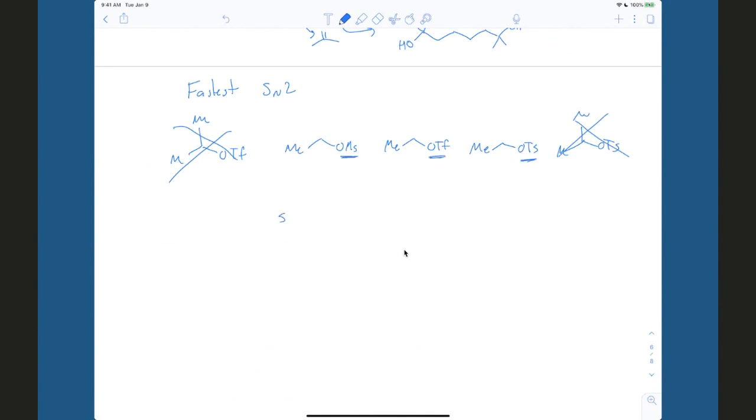So all of them have this in common. All of them have this type of group. This is what the sulfonate is. For a mesolate, this is a methyl. For a triflate, it is a CF3. And for our old buddy tosylate, which is really the most commonly used one, it is a toluene ring.